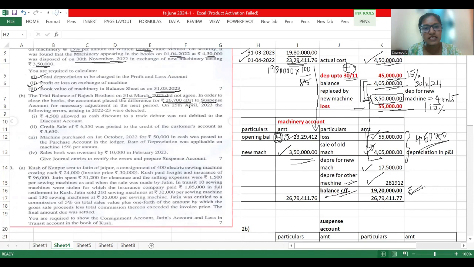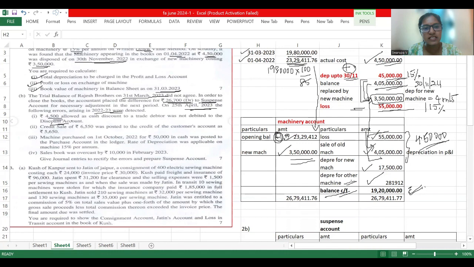And on 25th April 23, the following errors were detected. So it is relating to correction of errors. So any kind of one-sided entry will impact your suspense account. Okay. So 4,500 allowed as cash discount to a debtor was not debited in discount account. So 4,500 is a cash discount. Okay, that is given to the debtor. It was not debited to discount account.